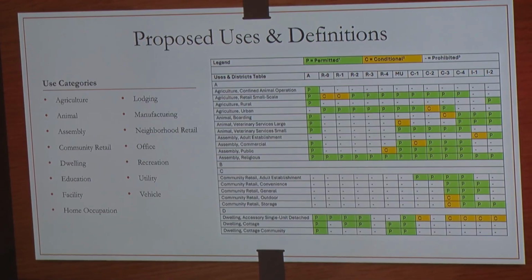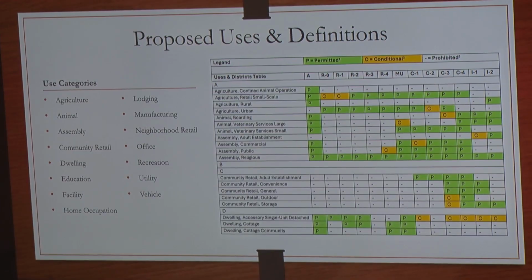So the use categories that are shown on the left, agriculture, animal assembly, that would be the category of the use. So for example, in the chart we have agriculture, rural, and agriculture, urban. So rural agriculture would be one type of agriculture, urban agriculture would be another, but that way they stay in the same part of the table. And so in your packet that it looks like you all have, there's a page on the definitions as well so that you can see what each of these uses mean.